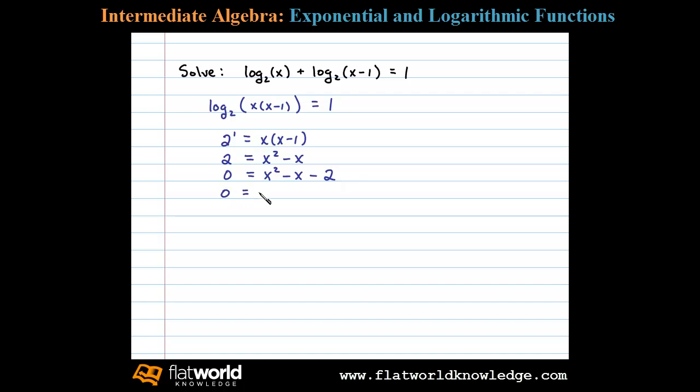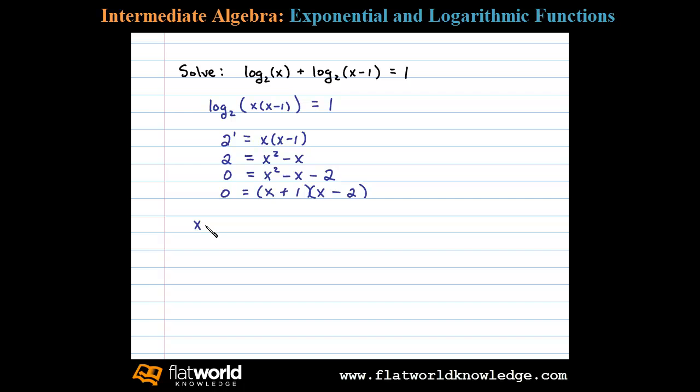And at this point we can see the quadratic expression on the right side here factors. So x squared factors as x times x, 2 factors as 1 times 2, and 1 and 2 add up to negative 1 if the 2 is negative and the 1 is positive. Positive 1 times negative 2 is negative 2, and this is factored correctly.